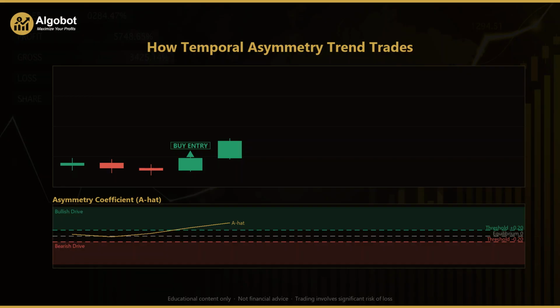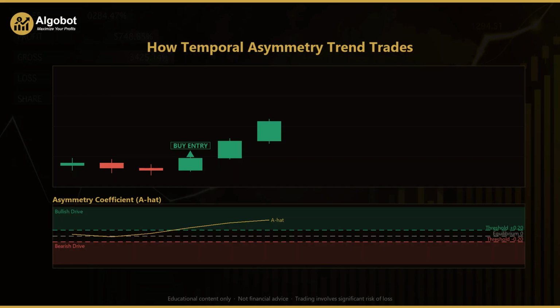Now watch the fourth candle. Price puts in a stronger green bar, and crucially the move is accelerating. Each upward turn is bigger than the one before it. That acceleration is precisely what the asymmetry statistic is designed to catch, and the coefficient jumps up and pushes across the positive threshold into the bullish drive zone.